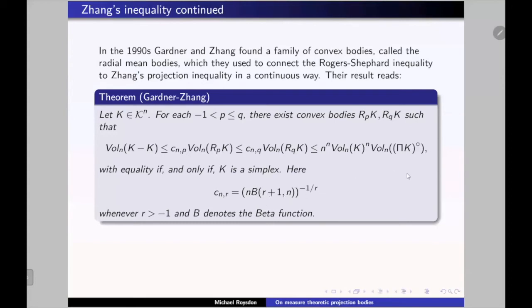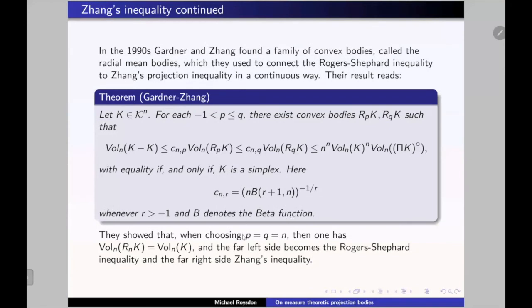And in fact, they showed something very, very nice. They showed that when you pick P equal to Q equal to N, the volume of the N radial mean body of K is in fact equal to the volume of K. And so here you get volume of K minus K is less than or equal to, this becomes 2N choose N, and this becomes volume of K. So here you really get Rogers-Shepard.